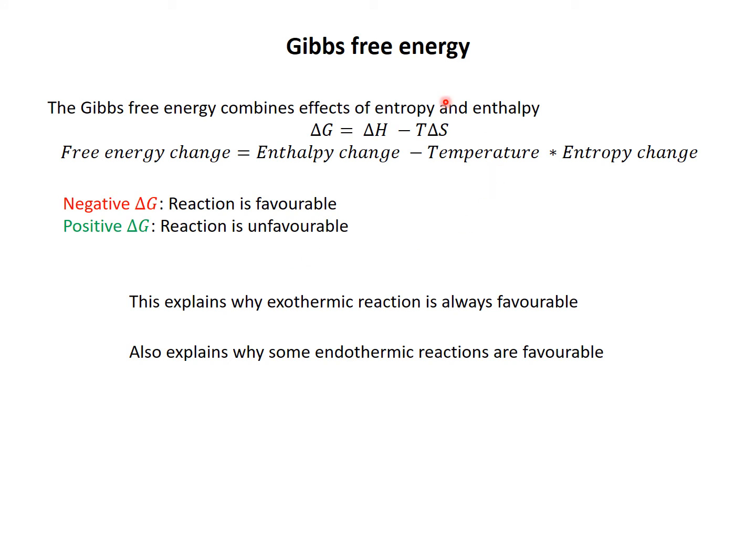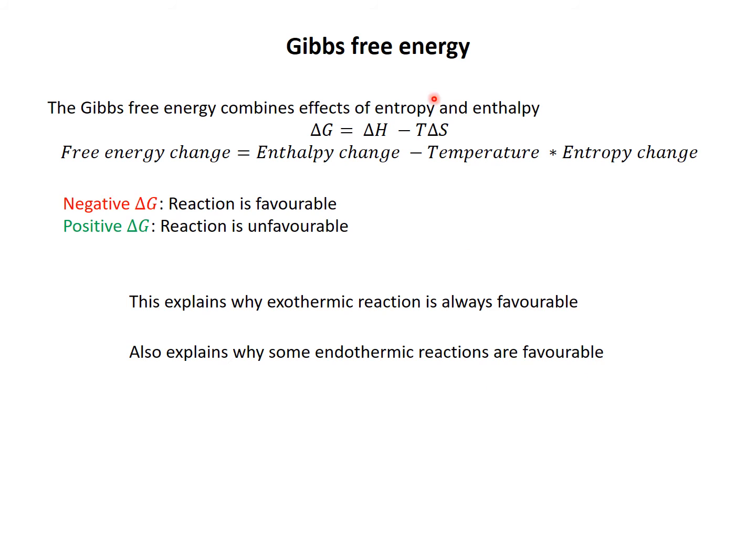So looking at this equation, it tells us why all exothermic reactions are favorable. That's because we know that the delta H for an exothermic reaction is negative. So something negative minus something will still give us a negative value. Therefore, they are favorable. And it also explains why some endothermic reactions are favorable as well.